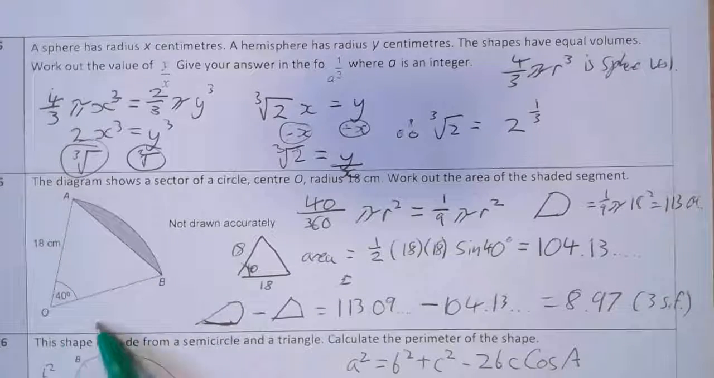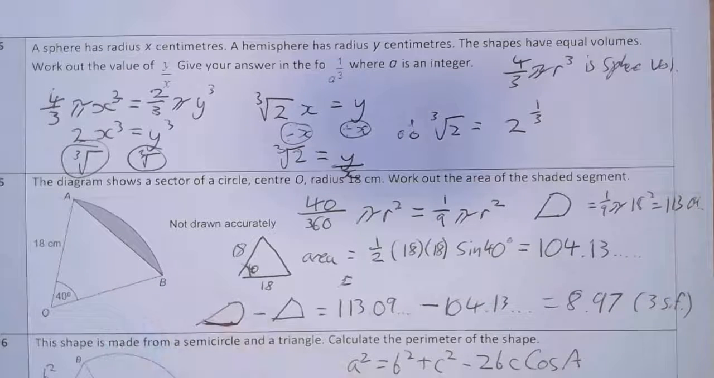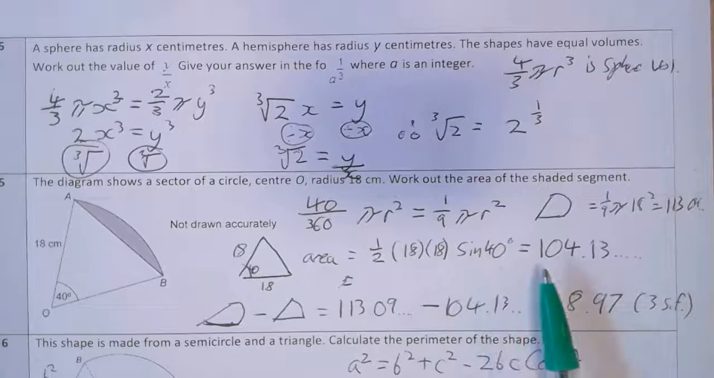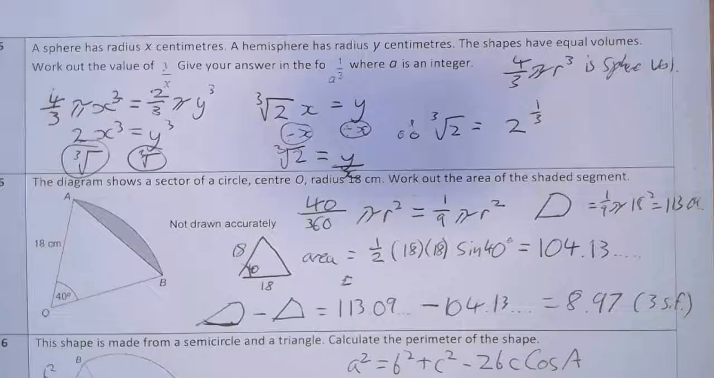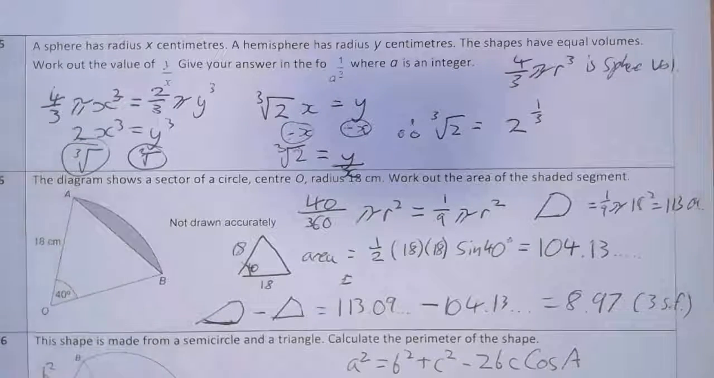The area of the triangle, I need to realize I've got a non-right angle. I need to find the area. It's going to be a case of half AB sine C. So half 18 for one side, 18 for the other side. So half 18 times 18 times sine 40 is 104.13, and so on. Subtract them, and I get my result, which comes in at 8.97 to 3 significant figures.